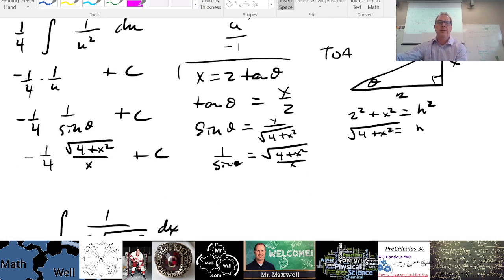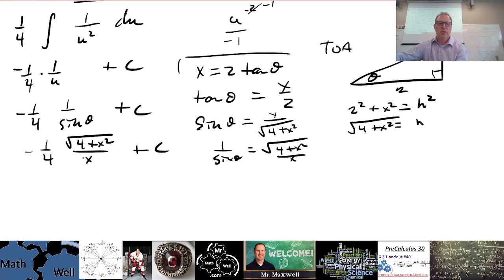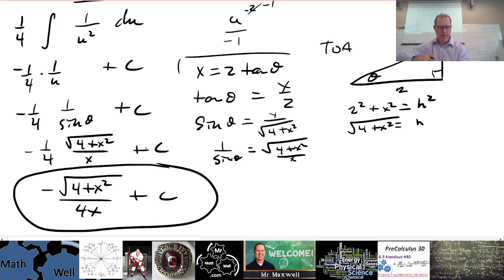If you want to simplify that to just kind of one term here, that would be great. So negative root 4 plus x squared over 4x plus c. That appears to be your answer.